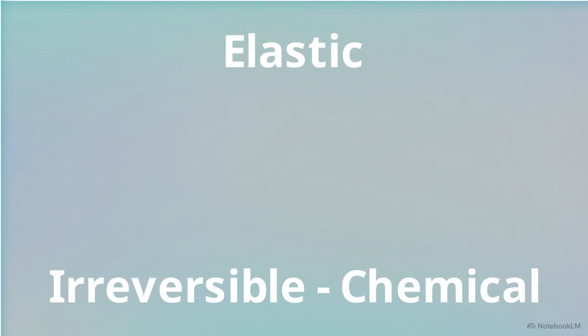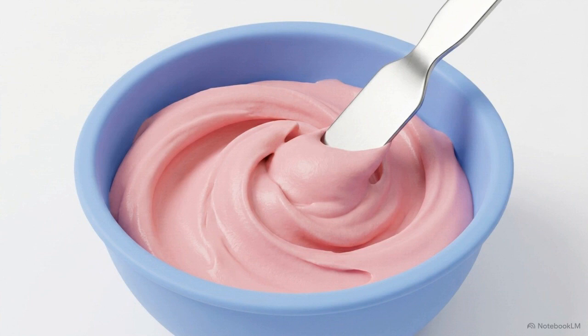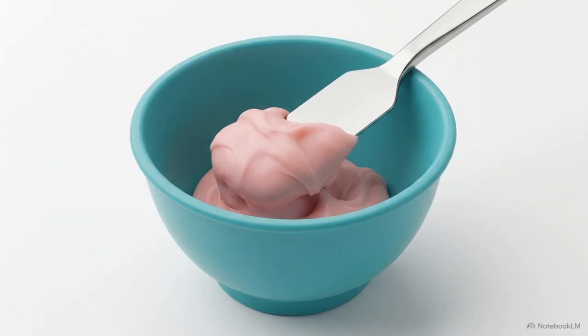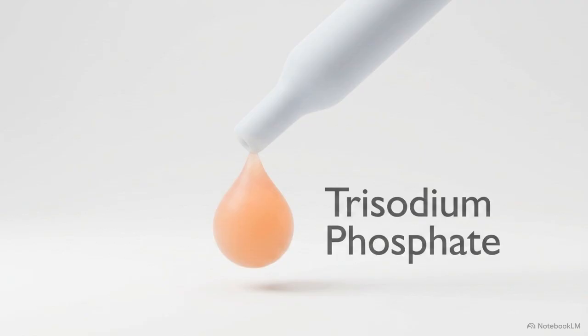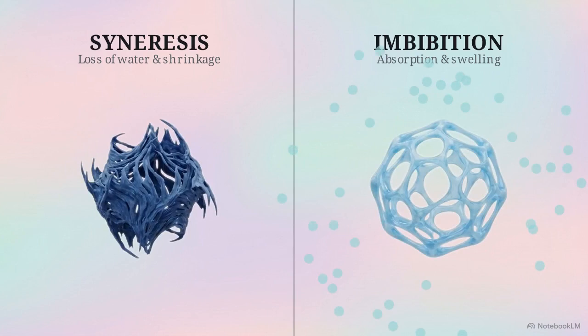Occupying the chemical, irreversible side of the elastic quadrant is alginate, the most widely utilized hydrocolloid in dentistry. Alginate bypasses temperature entirely through a rapid cross-linking chemical reaction. Soluble sodium alginate reacts directly with a calcium sulfate reactor to precipitate an insoluble calcium alginate gel. Left alone, this reaction occurs too rapidly for clinical use. Engineers add trisodium phosphate as a chemical retarder. The calcium sulfate will preferentially react with the retarder first, intentionally delaying the primary cross-linking reaction to guarantee the dentist adequate working time.